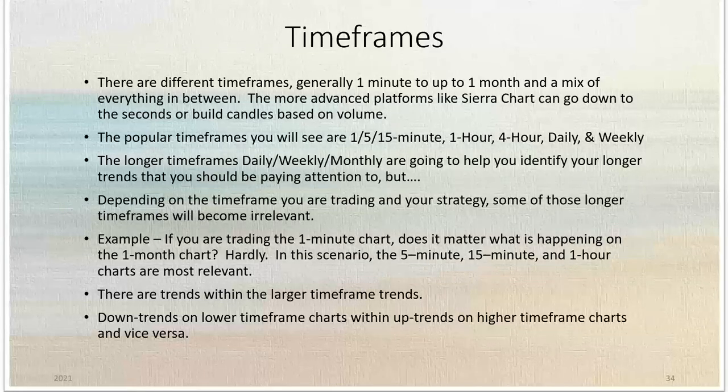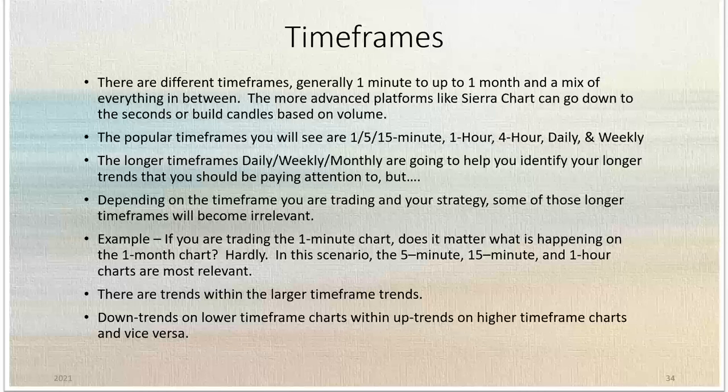For an example, if you're trading a 1 minute chart where it builds a new candle every single minute, does it matter what's happening on the 1 month chart? Hardly. In this scenario, the 5 minute, 15 minute, and 1 hour chart are most relevant. And there can be different things happening on each. So you may have a 1 hour chart where the overall trend is going up, but on the 1 minute chart, which is a small blip on the 1 hour chart where it starts to come down a little bit, it is much, much more dramatic.